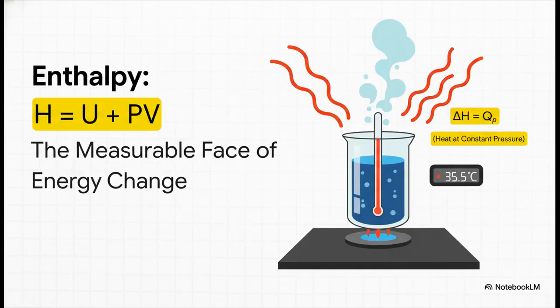And this is the genius of it. Chemists defined a new quantity, enthalpy, or H, so that the change in enthalpy, delta H, is exactly equal to the heat flow at constant pressure. And since most of our reactions happen at constant atmospheric pressure, delta H is something we can actually measure with a simple thermometer. It's the practical, measurable version of an energy change.